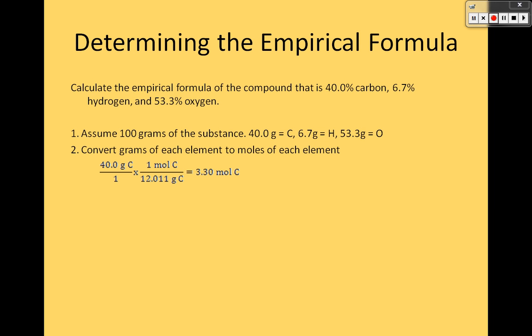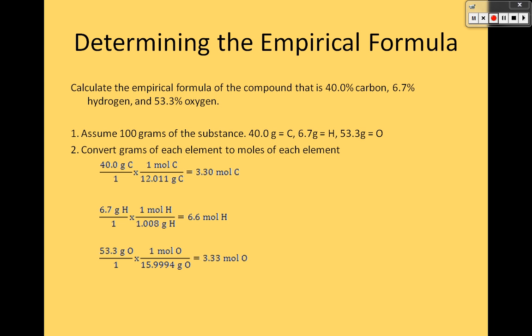So first, we've got carbon. So 40.0 grams of carbon times 1 mole of carbon over 12.011 grams of carbon gives us 3.30 moles of carbon. So hopefully that's what everybody got. It's a very basic conversion, but it's one of those that you absolutely have to know how to do in order to move forward. So then here we have the conversion from the 6.7 grams of hydrogen and the 53.3 grams of oxygen. So we end up with 3.30 moles of carbon, 6.6 moles of hydrogen, and 3.33 moles of oxygen.